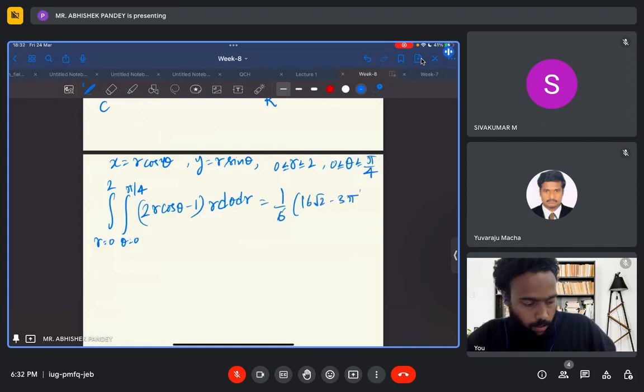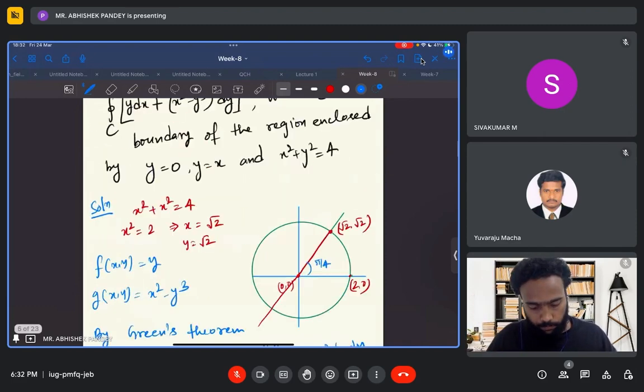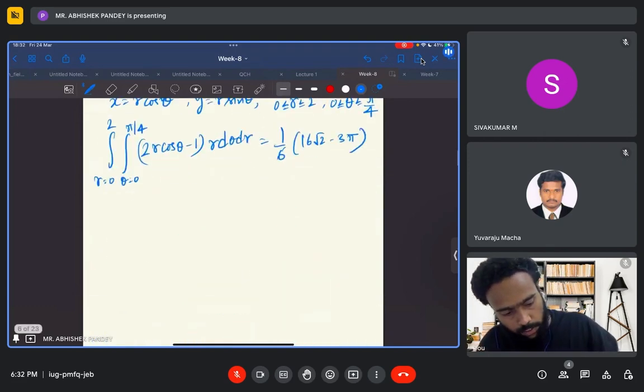This you can calculate because I have already solved this one. So the only thing is you have to properly get the limits. Okay. Now we'll see one more problem and then we will move forward to the next concept.